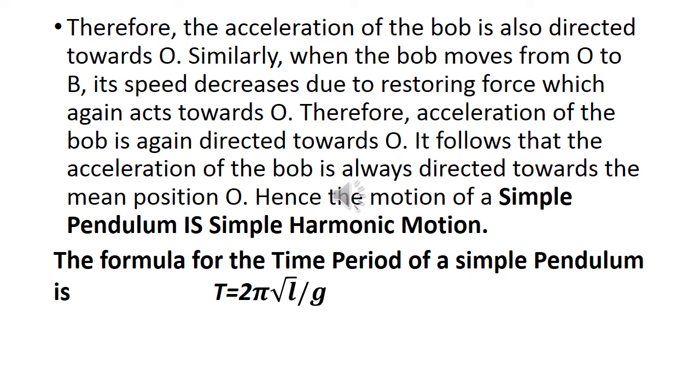Now, the formula for the time period of a simple pendulum is T equals 2 pi under root L by g. So students, in this way you have seen different examples, like motion of a mass attached to a spring, motion of a ball and bowl system, and motion of a simple pendulum. These all represent simple harmonic motion, which is a kind of vibratory motion and is also known as oscillatory motion.